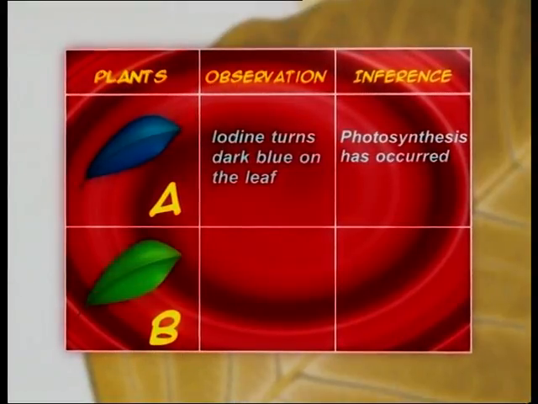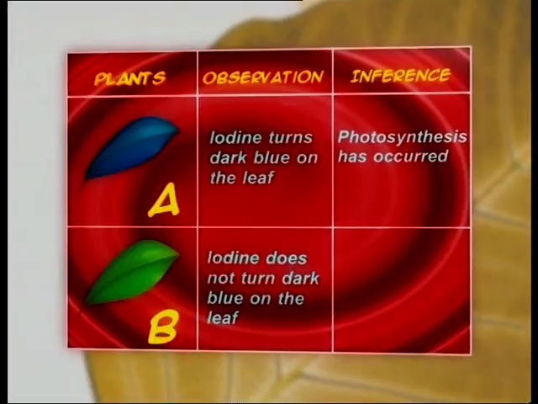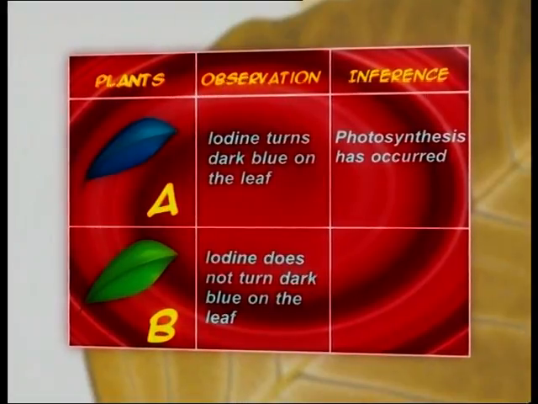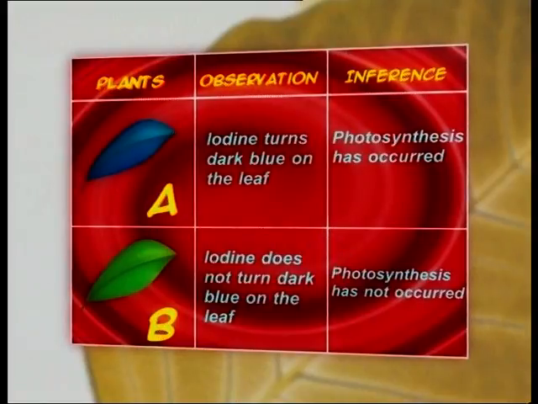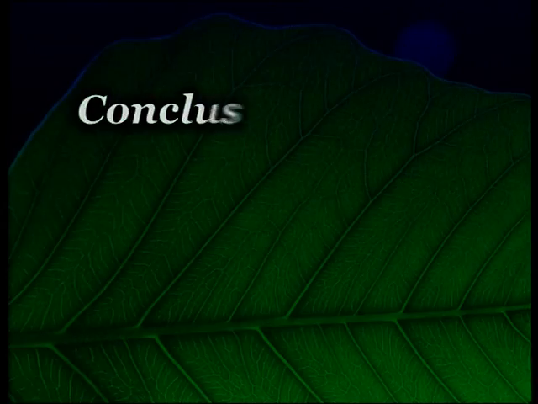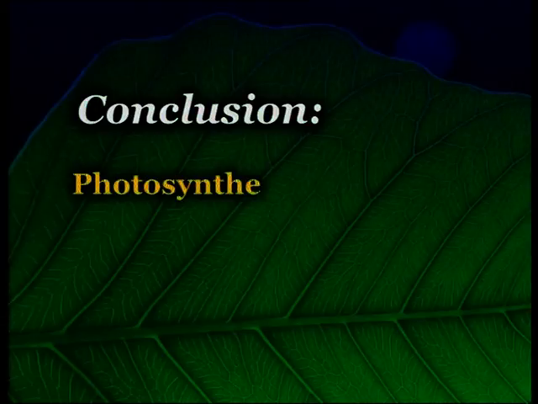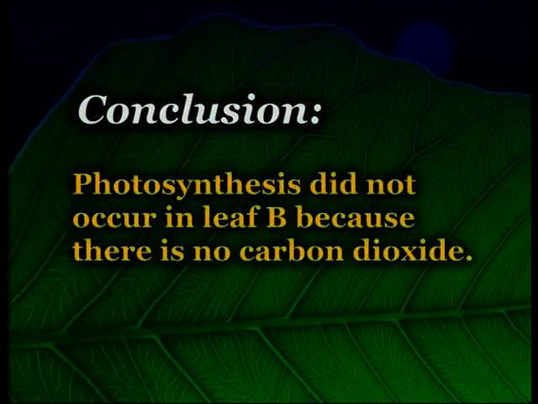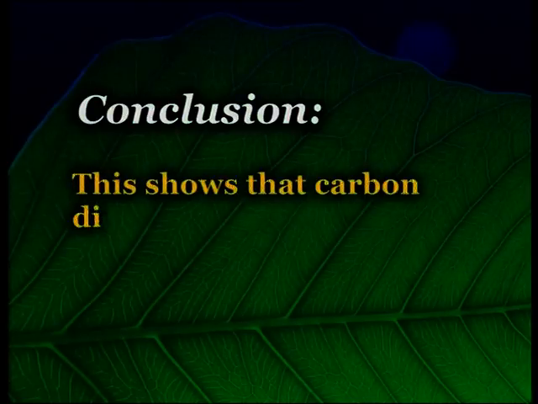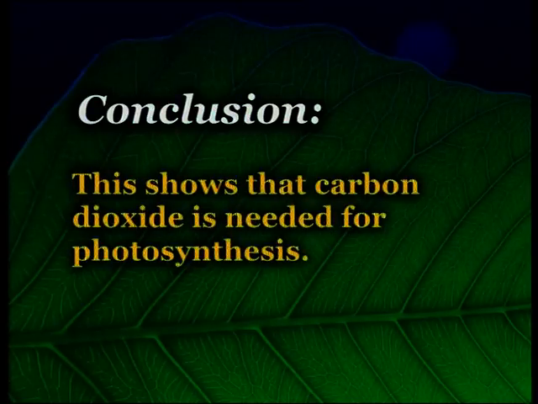In plant B, the iodine does not turn dark blue on the leaf. This shows that photosynthesis has not occurred. Conclusion: photosynthesis did not occur in leaf B because there is no carbon dioxide. This shows that carbon dioxide is needed for photosynthesis.